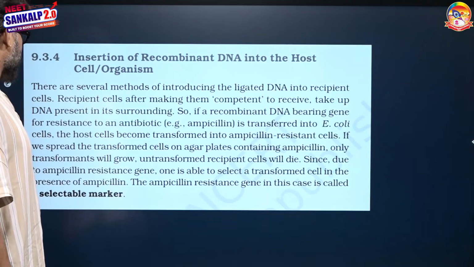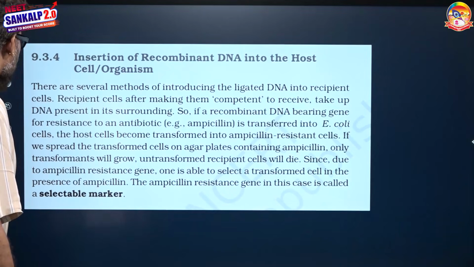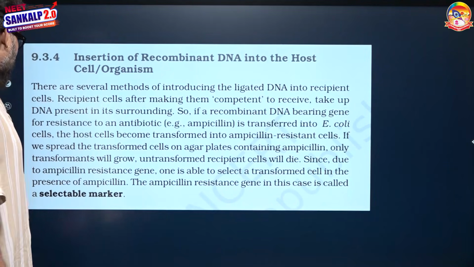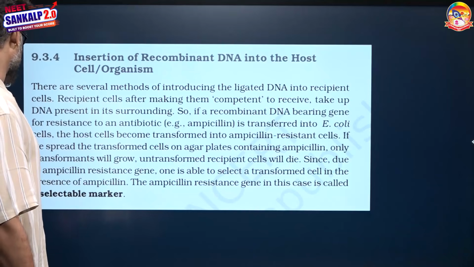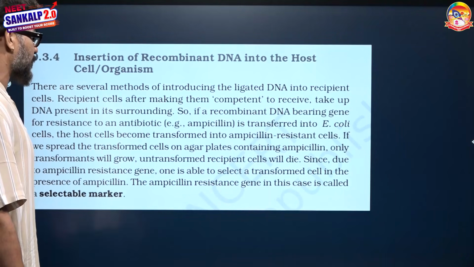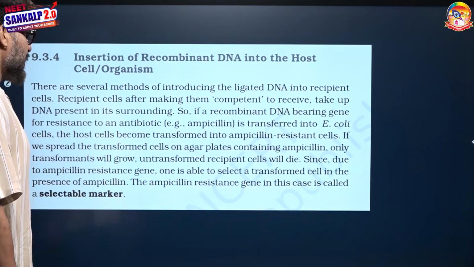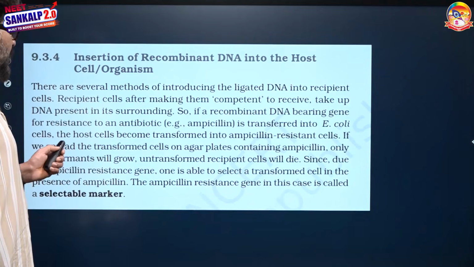If we spread these transformed cells onto agar plates containing ampicillin, only transformants will survive and others will die. Due to the ampicillin resistance gene, one is able to select transformed cells in the presence of ampicillin. The ampicillin resistance gene in this case is called a selectable marker.